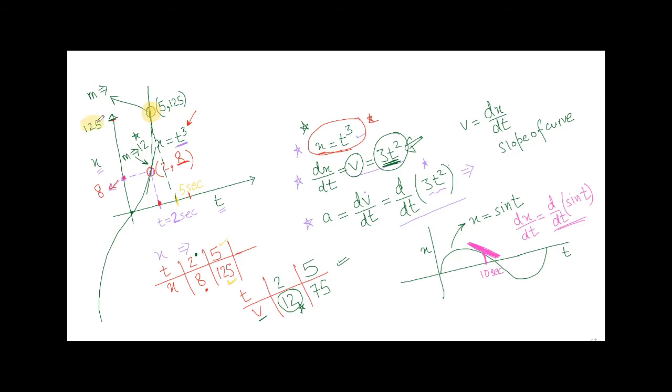125 is this value. That is the ordinate, the y-axis value. This is the abscissa. This is 5. This is 125. But I am asking the slope. The slope is given by dx by dt. dx by dt is velocity. And what is the velocity of the particle at t is equal to 5 second? Is it making sense?